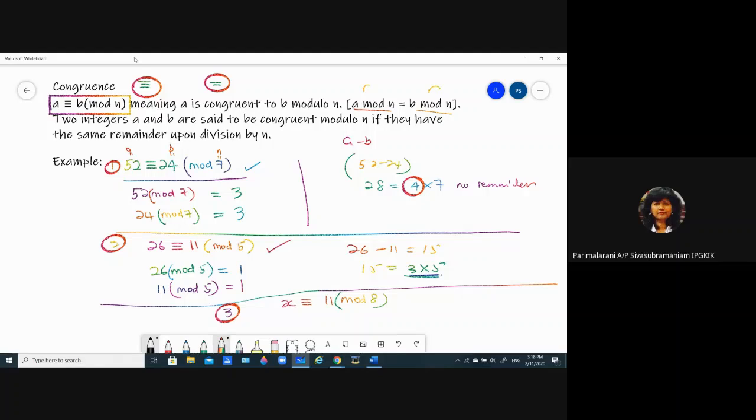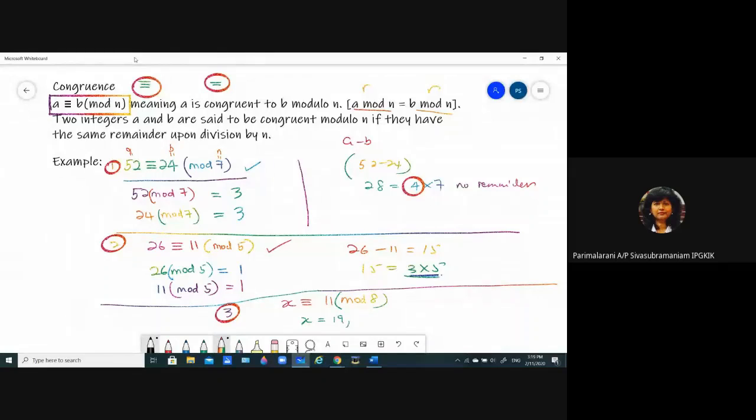So what is 11 divided by 8? What is the remainder? 3. So what number will have the same remainder when divided by 8? 19. Yes, so x can be 19.